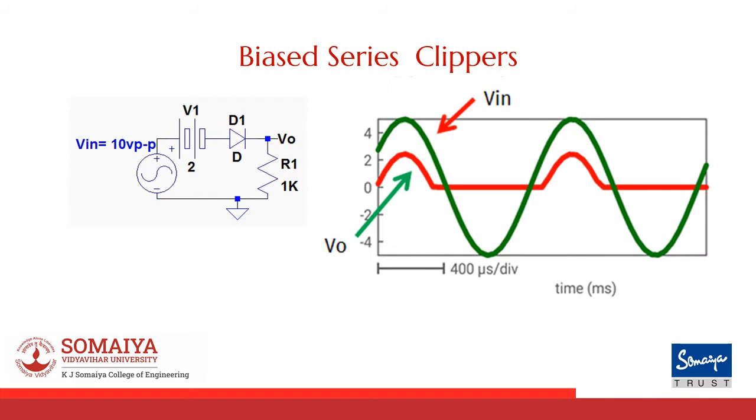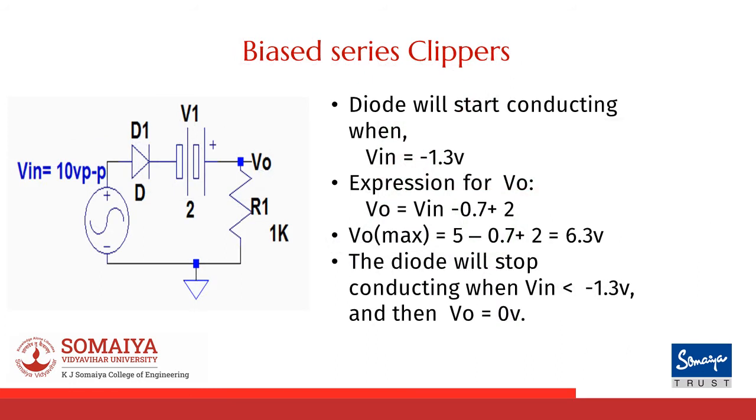So now you can see that in the waveform, the output is varying from plus 2.3 volts to 0 volts. Let's look into one more example of a biased series clipper. As you can see here, the diode is connected between the input source and a battery of minus 2 volts. Now, as in the earlier case, we'll first find out the input voltage that makes the diode forward biased.